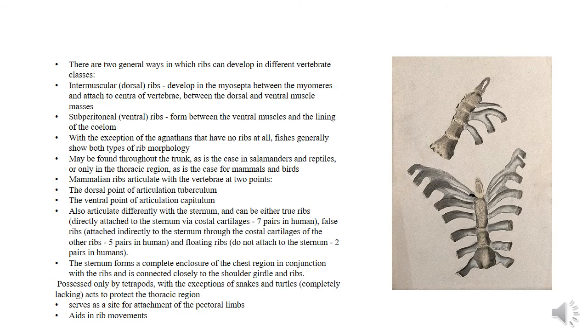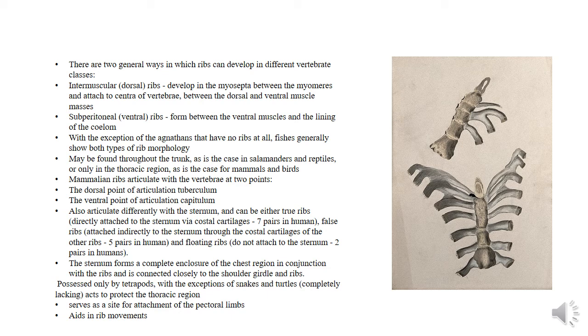There are two general ways in which ribs can develop in different vertebrate classes. Intermuscular dorsal ribs develop in the myosepta between the myomeres and attach to centra of vertebrae between the dorsal and ventral muscle masses. Subperitoneal ventral ribs form between the ventral muscle and the lining of the coelom, with the exception of the agnathans that have no ribs at all.